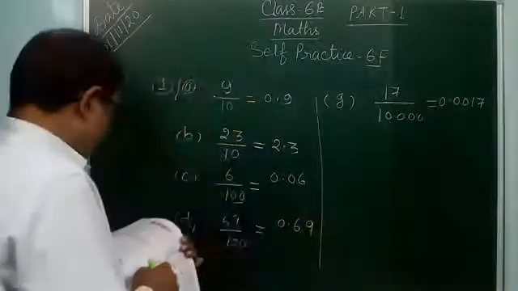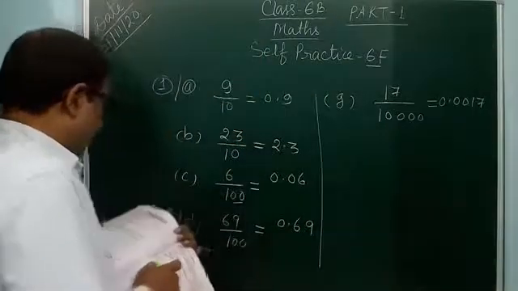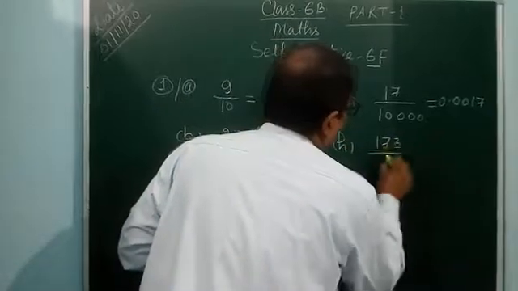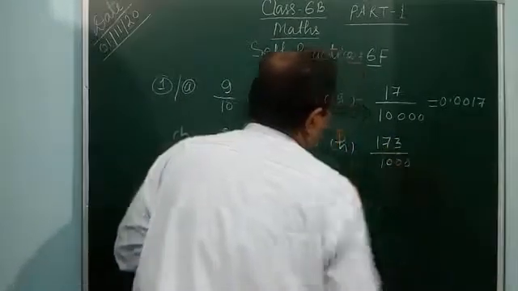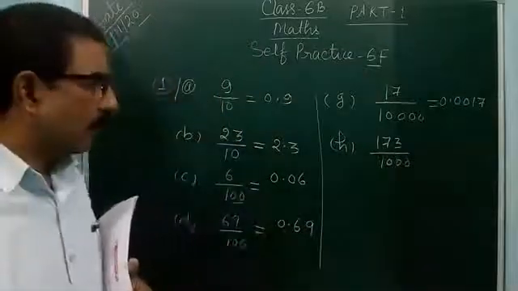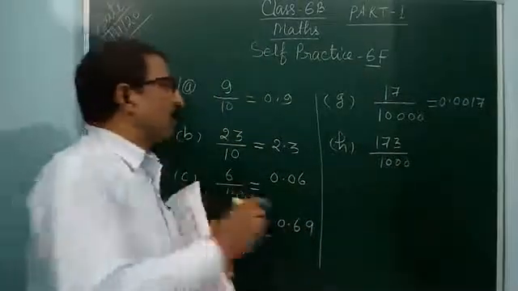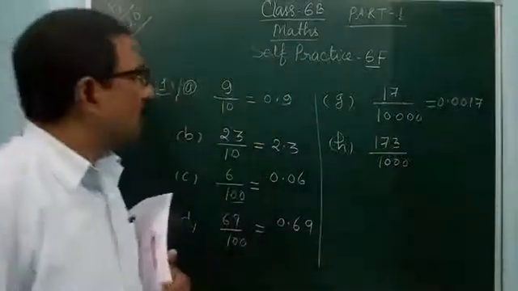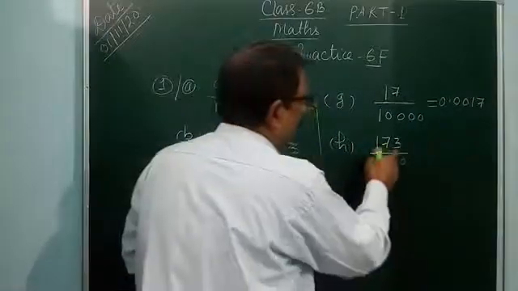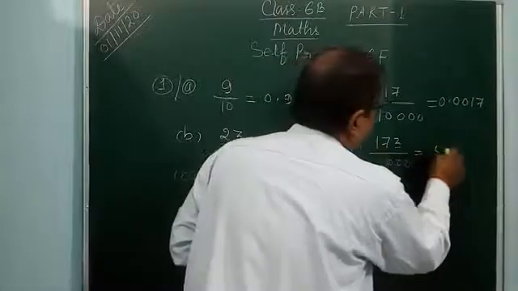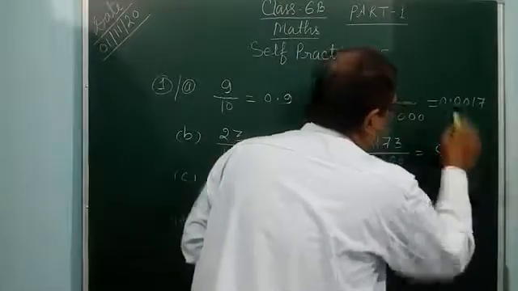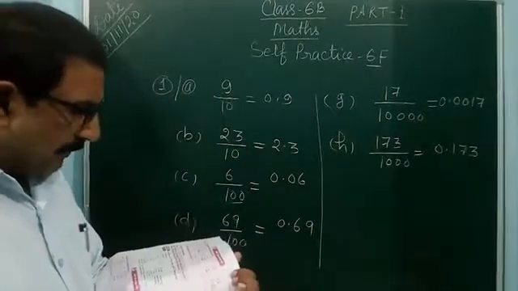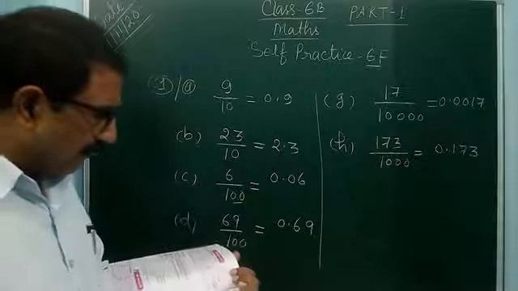After that H, 173 by 1000. This 173 having 3 digit and here 1000 as denominator having also 3 0, so 3 digit you can take, before it you can put decimal, 0.173. Like that you do I, J yourself. J is very easy also.